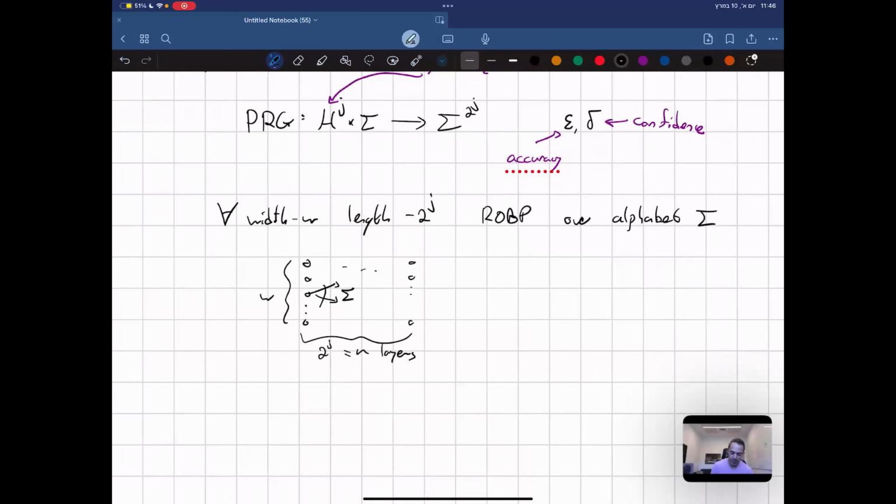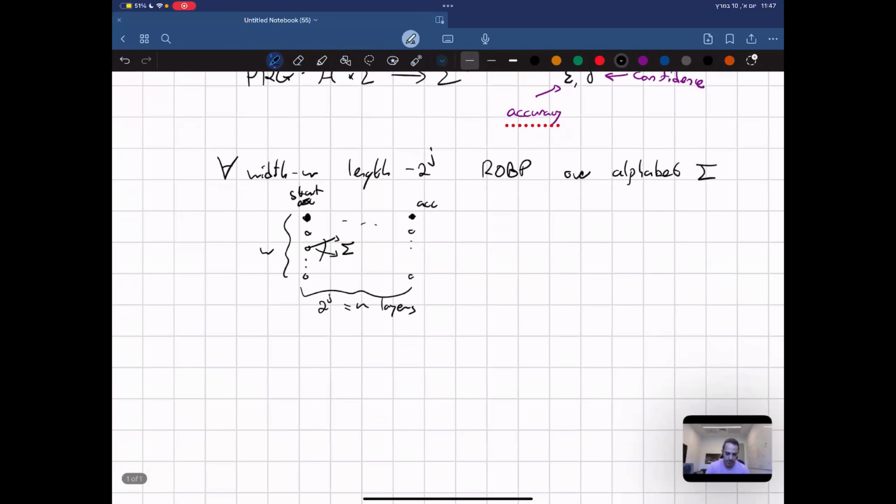And this PRG fools these kinds of computations. By computations, I mean that this graph induces a function: if you choose a start and an accept state, in the first and last layers, then a string of length n over sigma is accepted, gets 1, exactly when you start from the start state, follow the symbols, and get to the accept state.